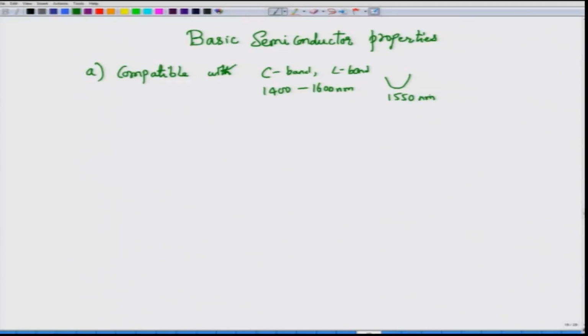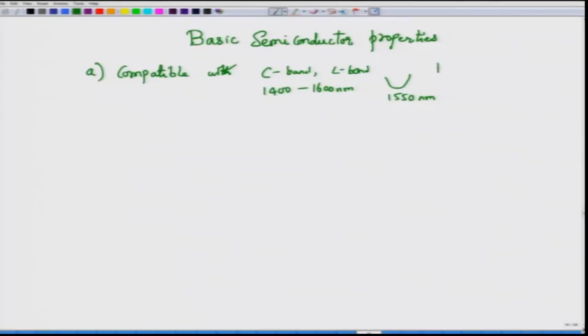So, in this range, the availability of a semiconductor laser means that we have a light source which is compatible with the operation of fiber optic communication systems. Okay. Now, why is it compatible? In the sense that one can try out different lasers maybe even in this wavelength region, but they do not offer the advantage of being compact.